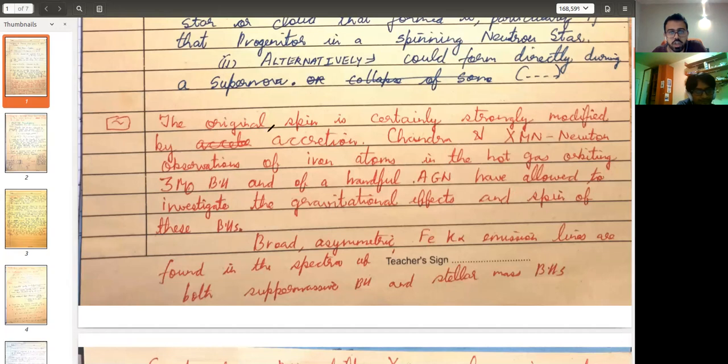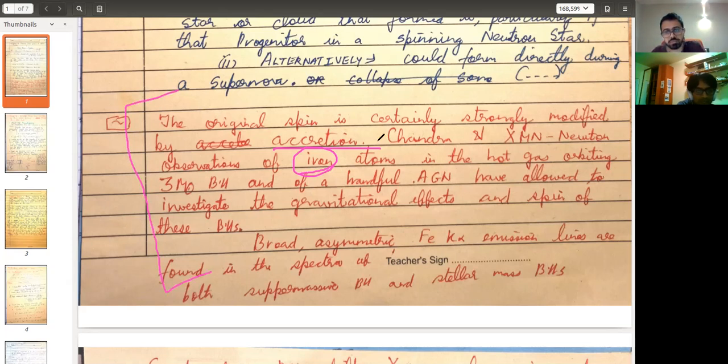The original spin is certainly strongly modified by accretion. Accretion is happening because space-time is rotating around a black hole. The Chandra and XMM-Newton observations of iron atoms in the hot gas orbiting a three solar mass black hole and of a handful of AGN have allowed people to investigate the gravitational effects and spin of these black holes. The paper I am referring to is actually very old, so this is the basic idea of where the research was going at that time.